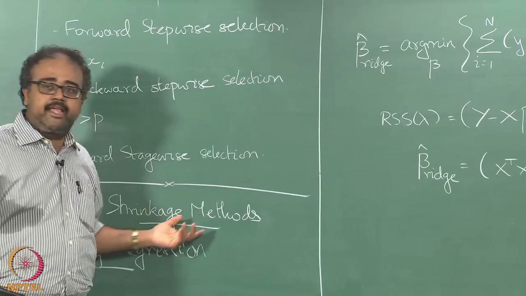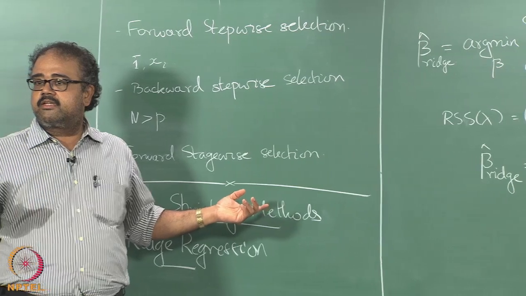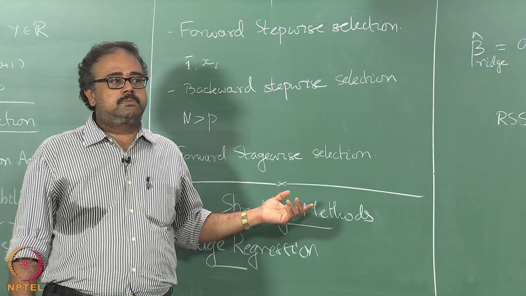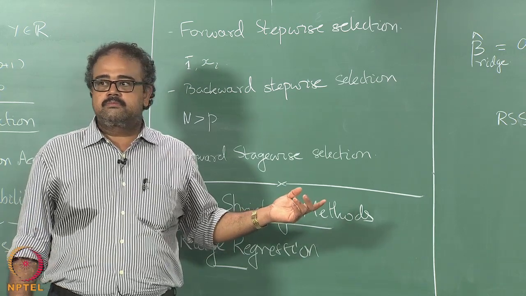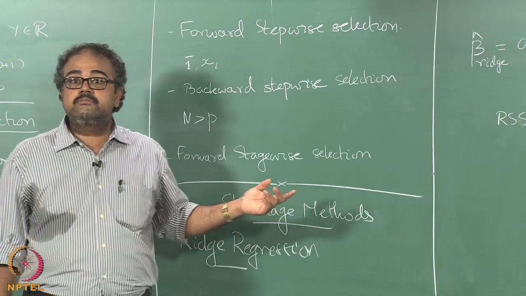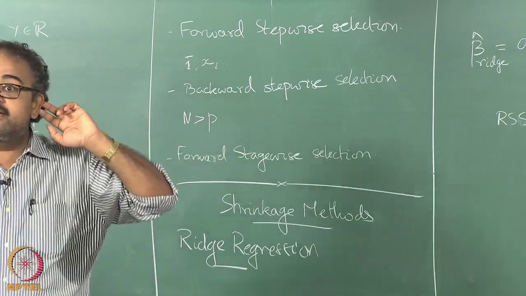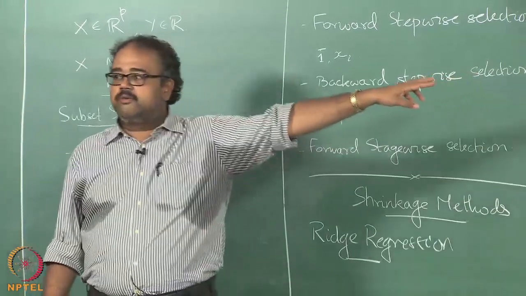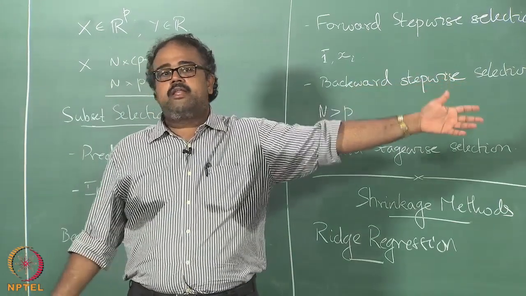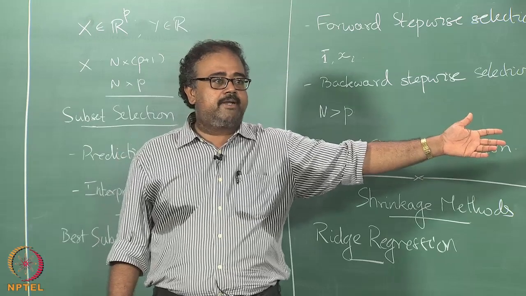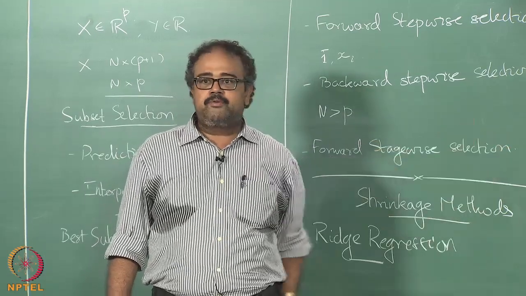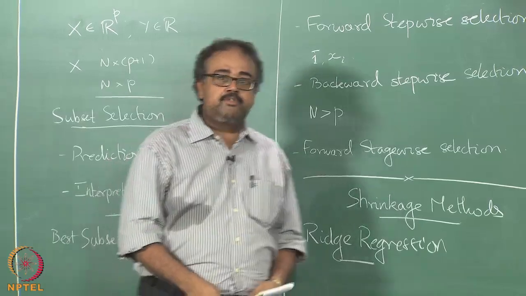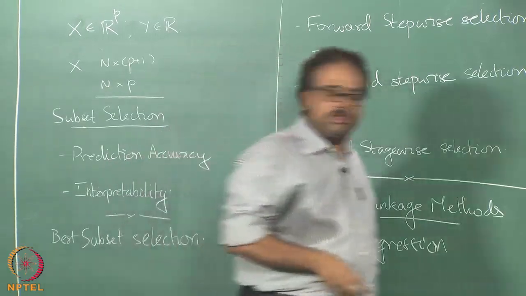So what other shrinkage methods do you think we can come up with? Each beta is close, right? So we imposed an L2 norm on the betas, an L2 constraint on the beta. You can impose any other norm constraint on the betas, right? I can impose an L4 norm, or more commonly I can impose an L1 norm, right?